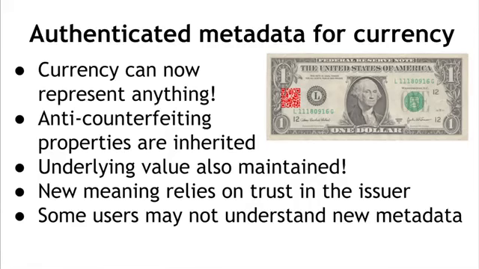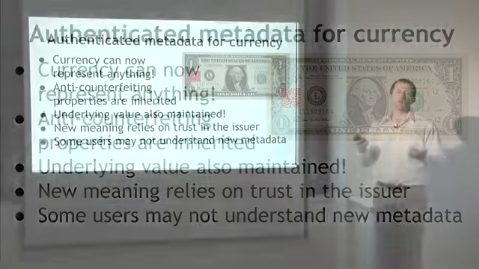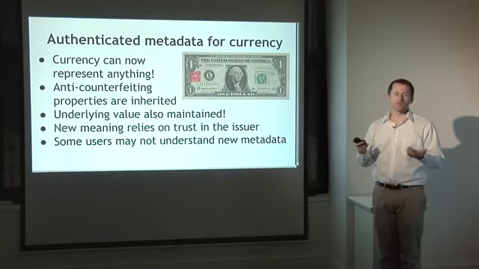So what has this bought us? Why would we want to do this? Now currency can represent anything. So I had the example of a sports ticket, but we'll discuss more in a few slides. There's a lot of applications here. And we're inheriting the anti-counterfeiting properties that the bill already has.